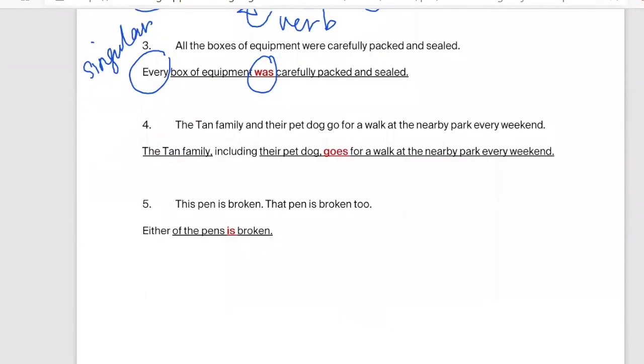Number 4. The Tan family and their pet dog go for a walk in the nearby park every weekend. Distractor, okay? So the Tan family, including their pet dog, goes. Why? Because you're responding to the Tan family. Notice there are also 2 commas here. You need to put in the 2 commas because this is the clause that can actually be removed to show you directly that the subject is the Tan family.